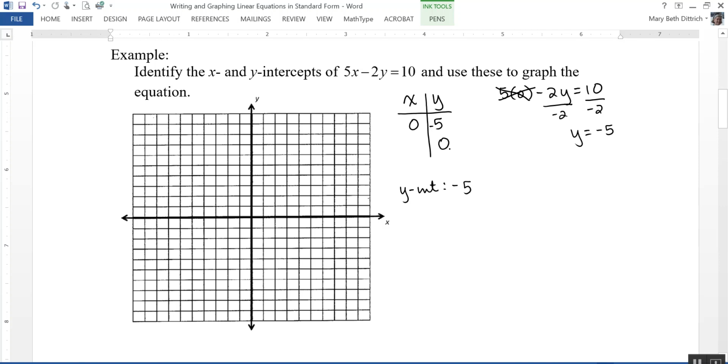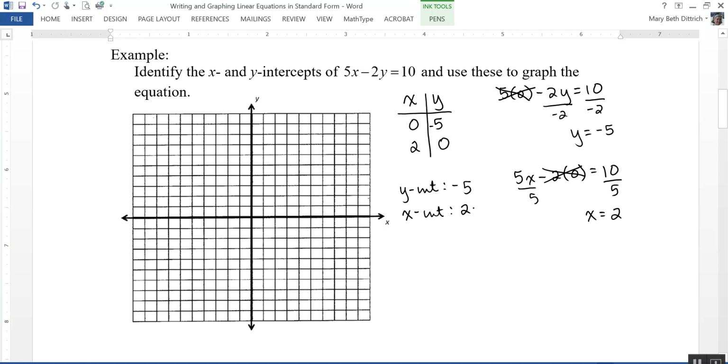Now we'll do the same thing and plug in a 0 for y and figure out what x is. So 5x minus 2 times y, which is 0, equals 10. And again, this is 0, and that just goes away. So I have 5x equals 10, dividing both sides by 5. X is equal to 2. So when y is 0, x is 2, and that means that my x-intercept is 2.